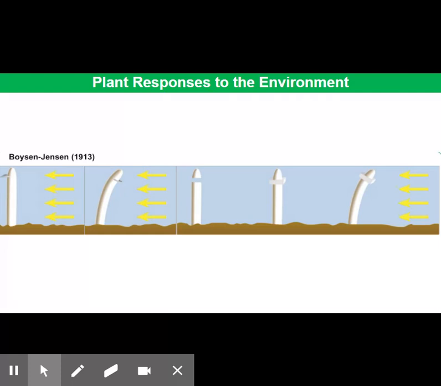In the second image, you can see that Boysen-Jensen inserted a sheet of mica through the illuminated side, and this allowed the curvature response. In the second set of experiments, he used a sheet of agar or gelatin, which is permeable to water. He cut off the tip of the coleoptile, put the tip onto the block of gelatin and then exposed it to a light source from a single direction. And again, there we saw the normal curvature response to light.